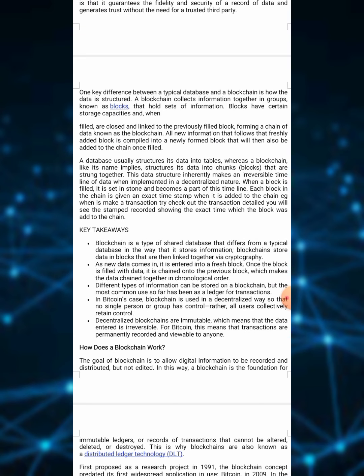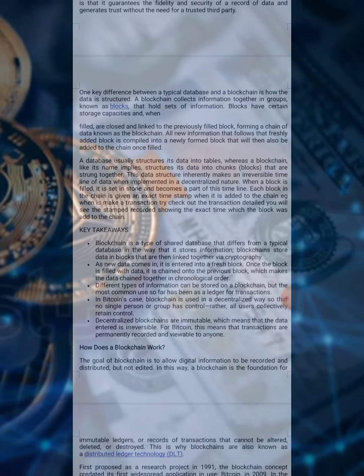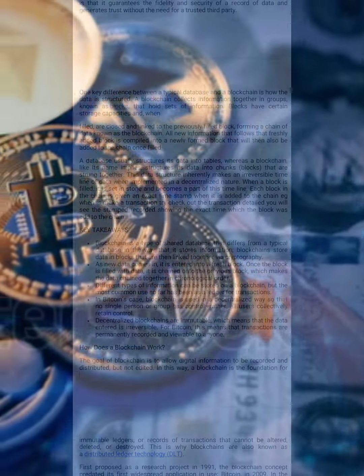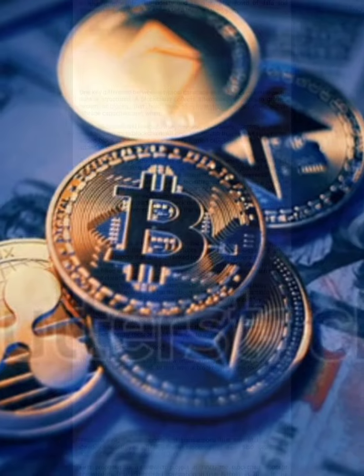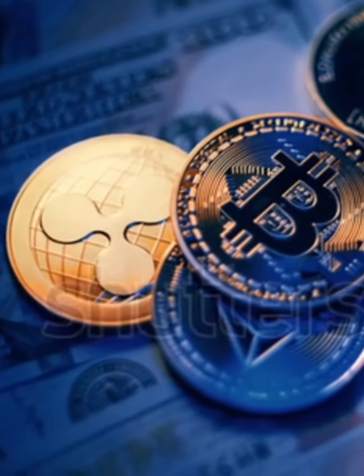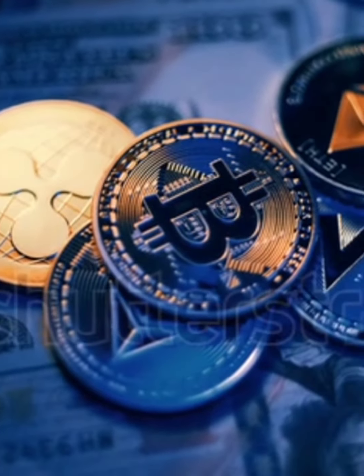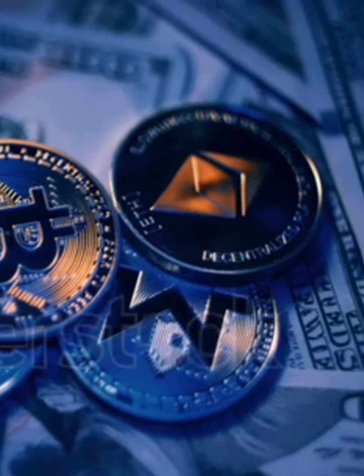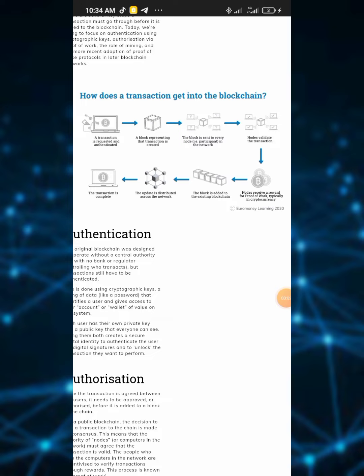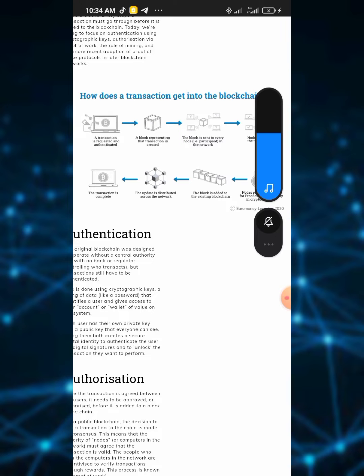So actually, the blockchain technology started fully in 2009, in the production of Bitcoin. Then blockchain has been used in the creation of various cryptocurrencies, decentralized finance apps, non-fungible tokens, NFTs, and smart contracts. So how is information added into blockchain?